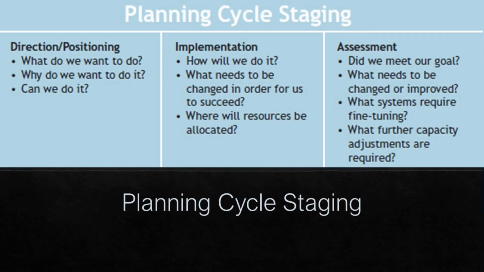The third stage is assessment. Did we meet the goals that we said that we are aiming at? What needs to be changed? Do we need to improve something? What systems require fine-tuning? What systems do we need to implement? What systems do we need to get rid of? What further capacity adjustments are required? When we talk about business, we think of profit. But even non-profit organizations also need to implement all this.